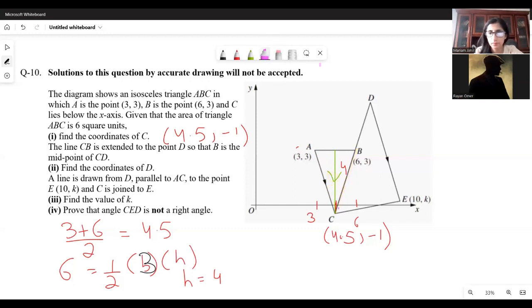So we have 2 coordinates for the line CD, right? And B is the mid coordinate. Yeah, B. So how do you find the coordinates? By forming the equation of the line.